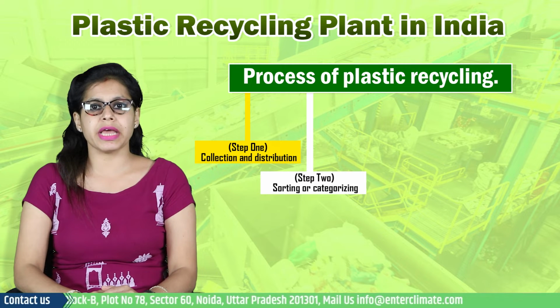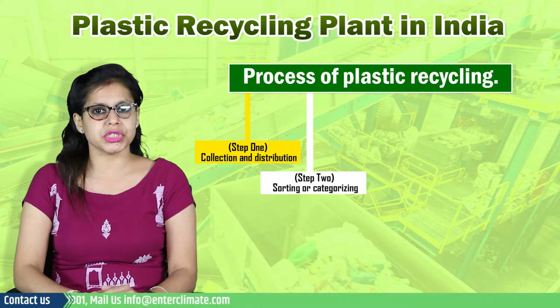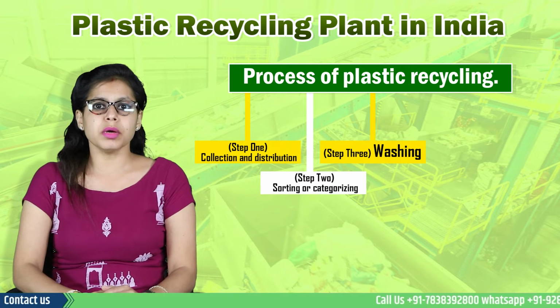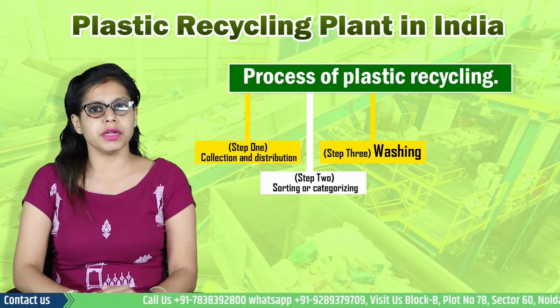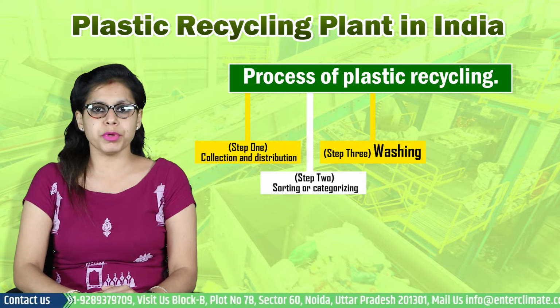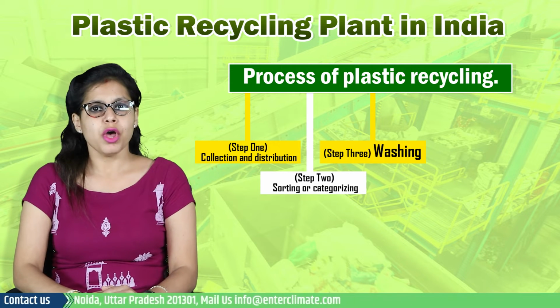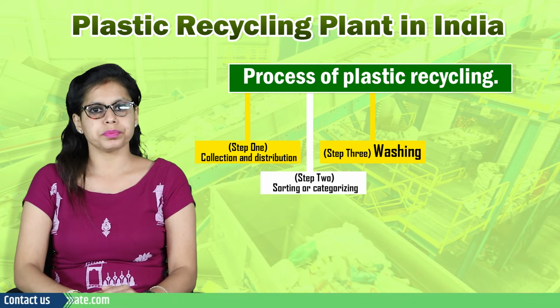This process can either be done physically by a worker or by machines in recycling plants. Coming on to step 3, that is washing. The process of sorting or categorizing is followed by another crucial step, which is washing, which removes impurities such as product labels and adhesives, for example, dirt and food residue.